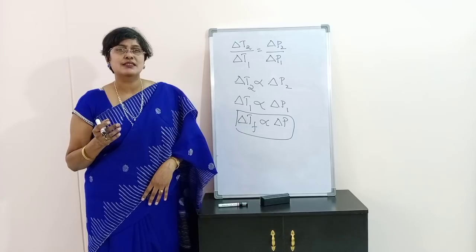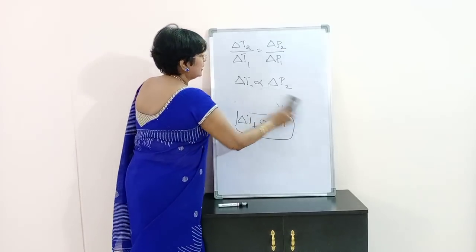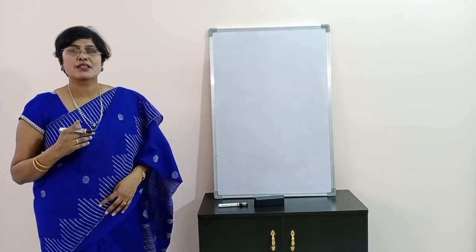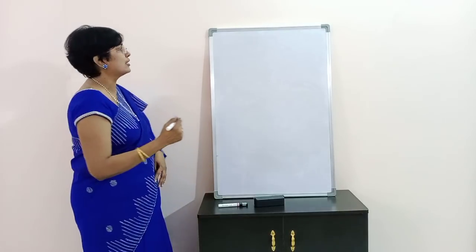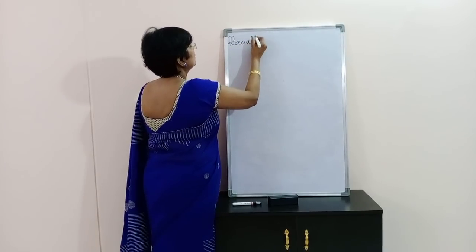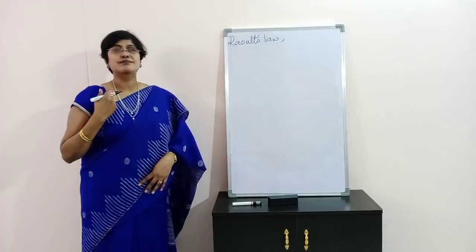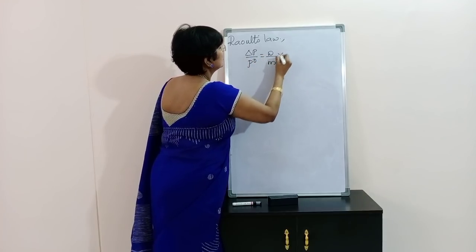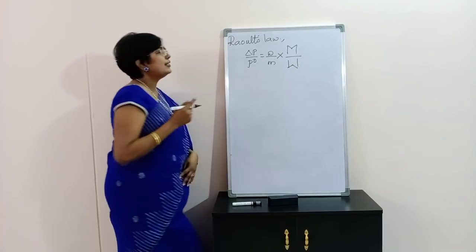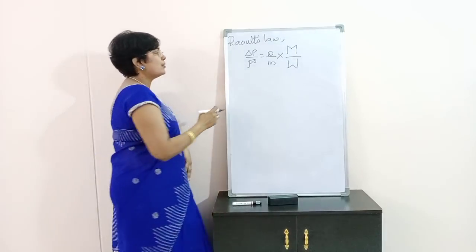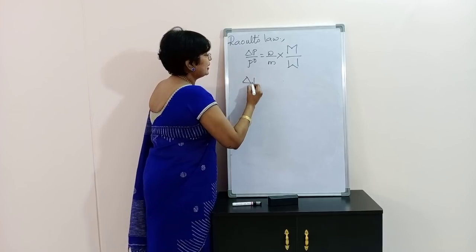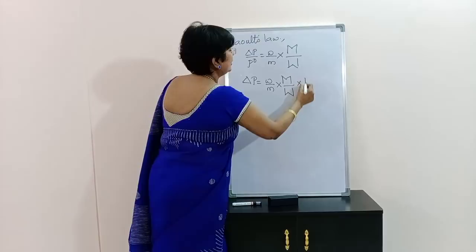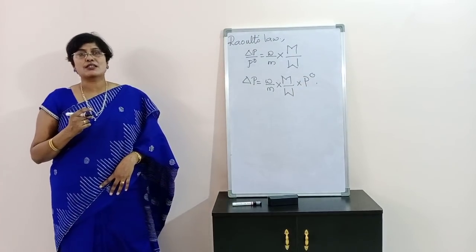Depression in freezing point is directly proportional to lowering of vapor pressure. Full stop. Below write down, students. From Raoult's law. Okay. Write up. Delta P by P naught is equal to small w by small m into capital M by capital W. Suppose if I bring this P naught to the right side, it becomes delta P is equal to small w by small m into capital M by capital W into P naught. Right up.